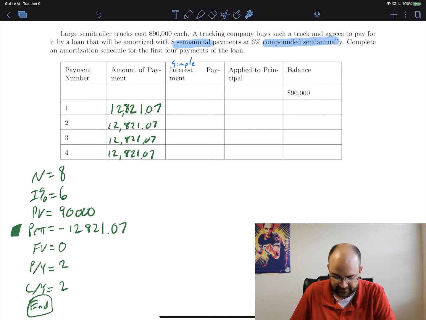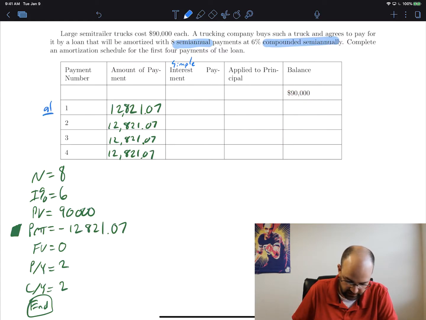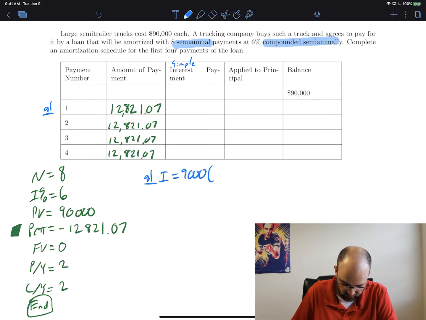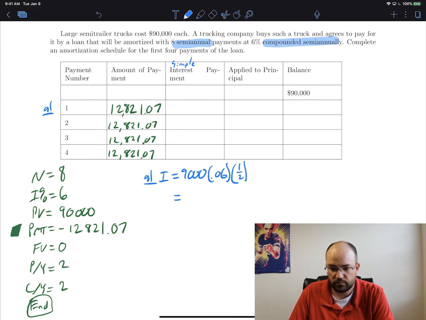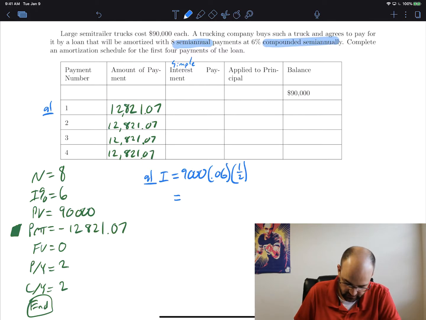Okay, so we're starting out with 90,000, and so I'm going to call this row A. So for row A, the interest that was earned was 90,000 times the interest rate as a decimal times the amount of time in years. Now, semi-annual payments means that every payment is a half a year. And so we're going to want to do 90,000 times 0.06 times a half. And that'll give you 2,700. Good deal.